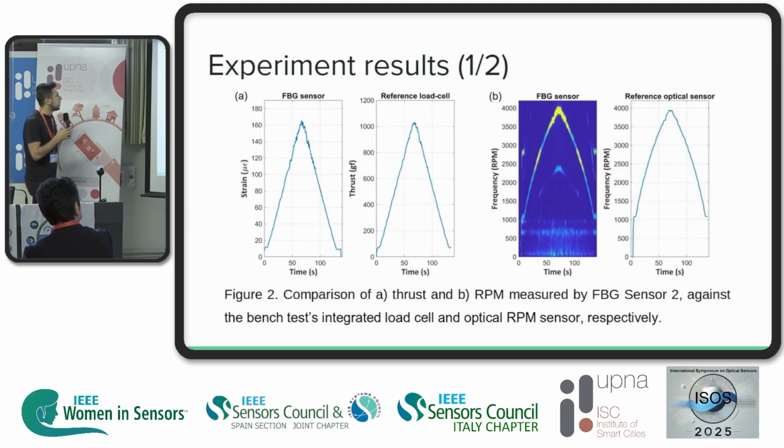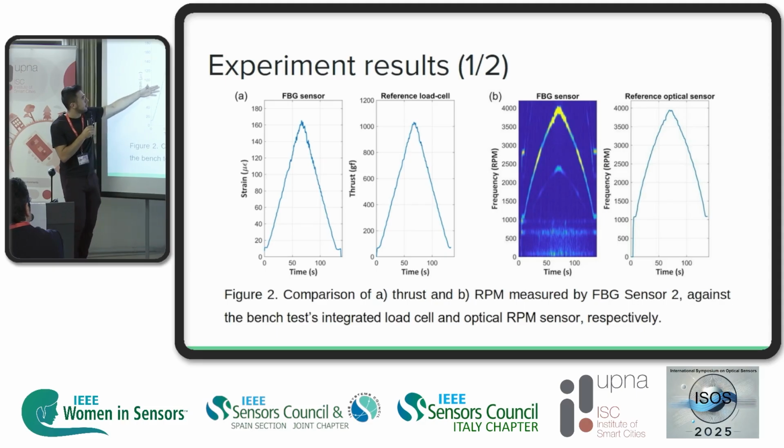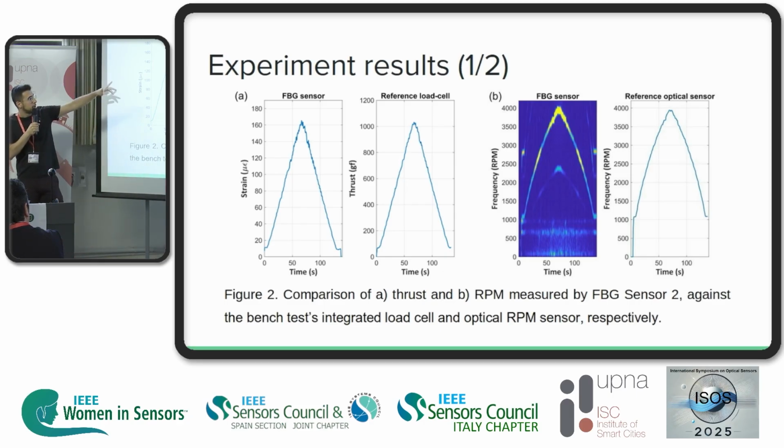So for the experimental results, we first noticed that we were able to accurately represent the thrust measured by the reference load cells and match them with the strain measured by the FBG sensors. And as you can see, the match is almost perfect, which means that it seems to be working. And later on, we measured the frequency.